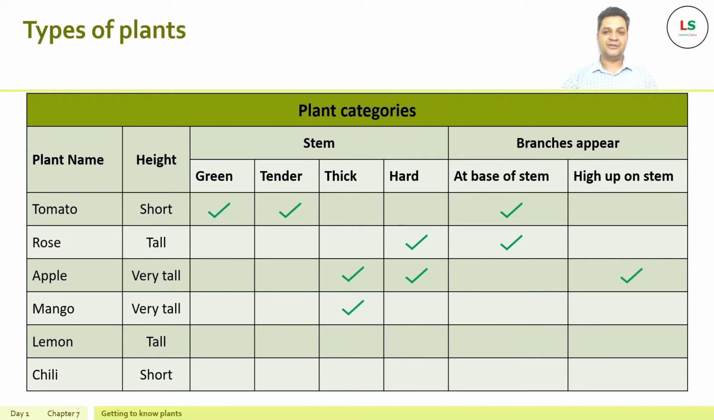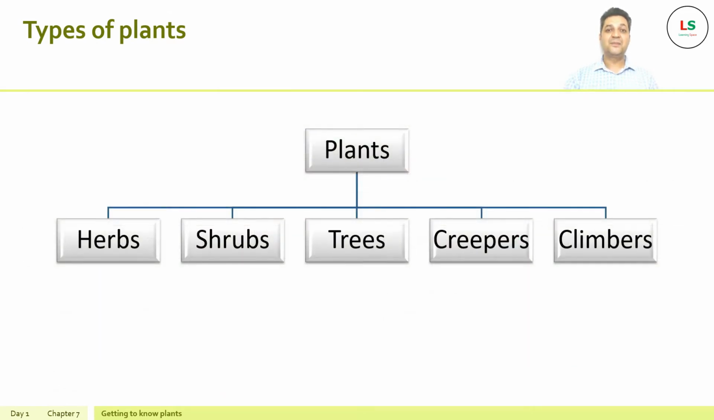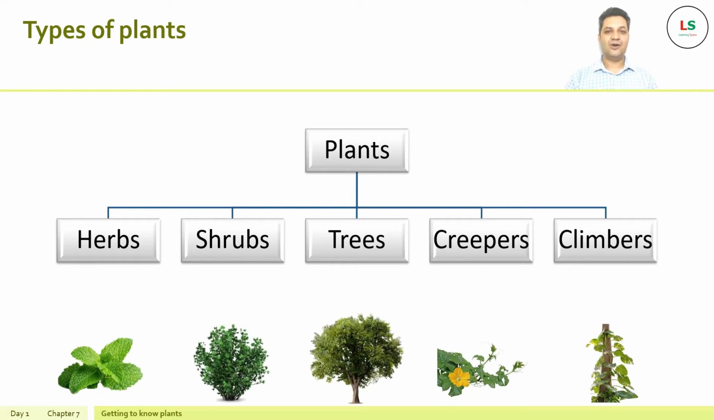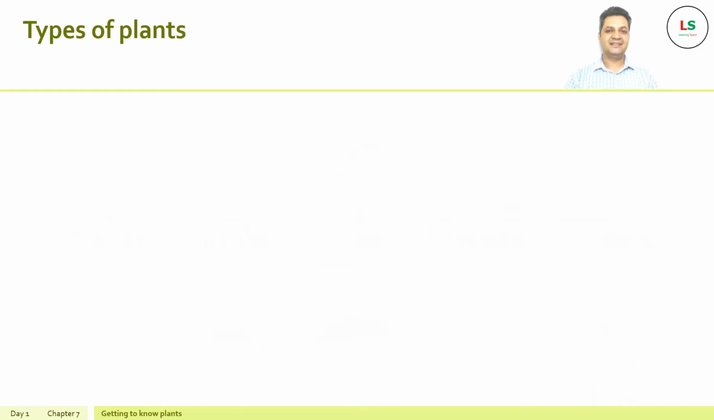Apple and mango are trees. So they have thick and hard stem and the branches appear high up on the stem. Lemon has hard stem and the branches appear at the base of the stem. And chili has green and tender stem and the branches appear at the base of the stem. Based on the stem and the branch location, the plants are 5 in type. They are herbs, shrubs, trees, creepers and climbers. Let's discuss all of them one by one.